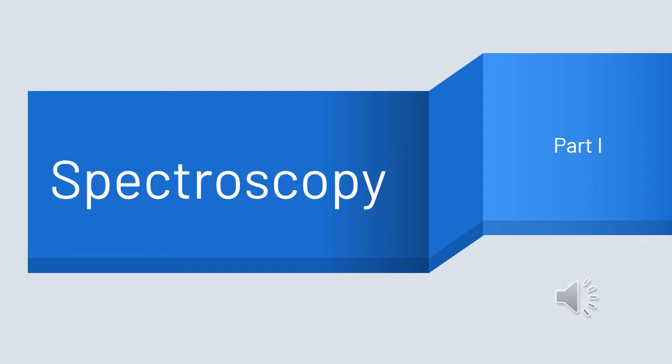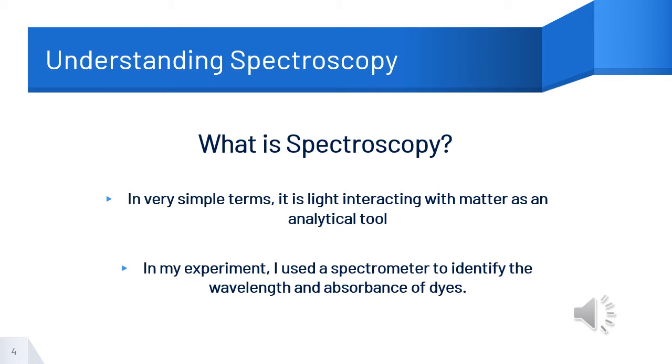My project was a three-part project, and my first part is spectroscopy. So what is spectroscopy? In very simple terms, it is light interacting with matter as an analytical tool. In my experiment, I used a spectrometer to identify the wavelength and absorbance of dyes.